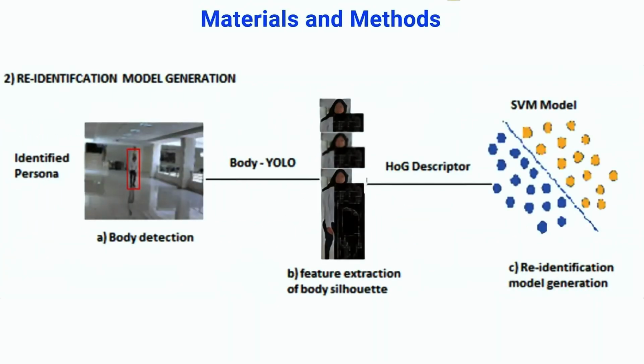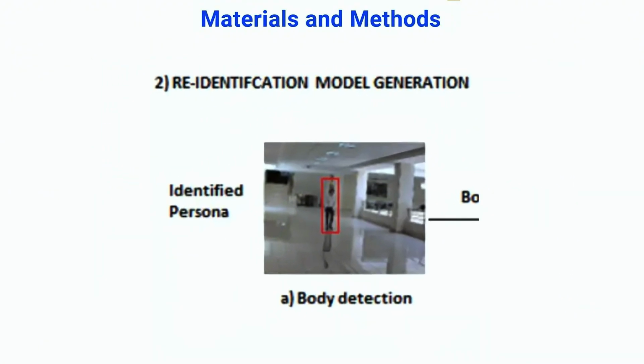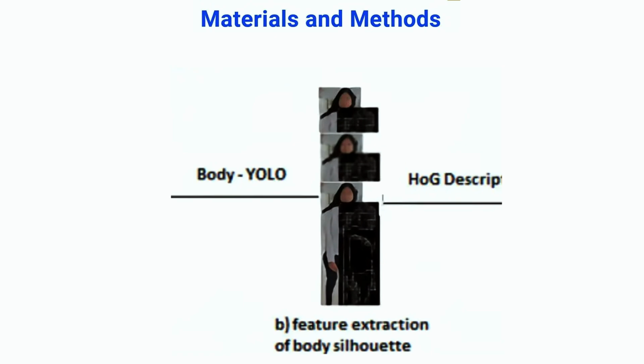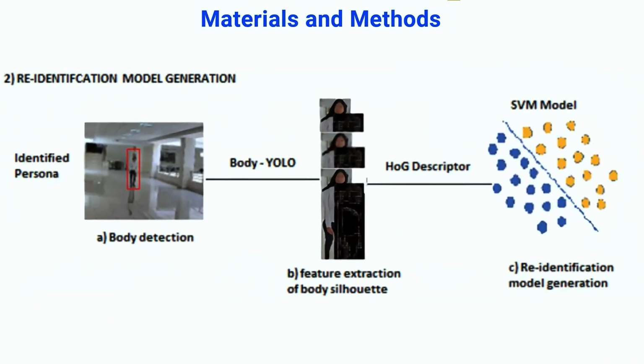2. Generation of the re-identification model. A. Once a person is identified, the system captures 50 full-body images for analysis. B. It extracts body silhouette features using HOG, and then C. generates the silhouette model through SVM. This process is performed, for example, in the first camera; the associated processor starts a second process. This process runs in parallel on the same camera, processor 1.